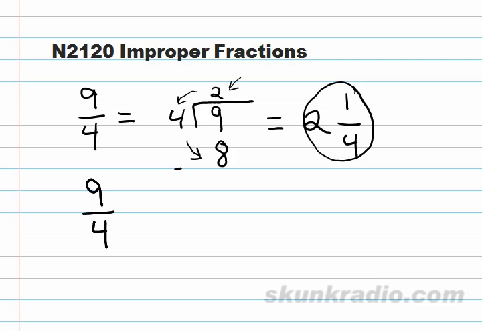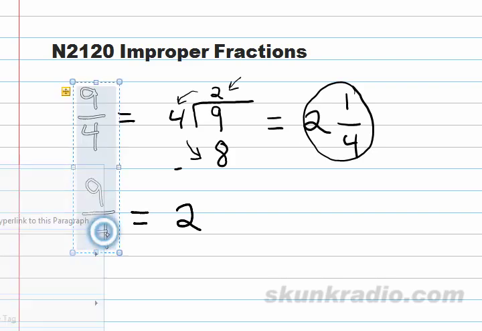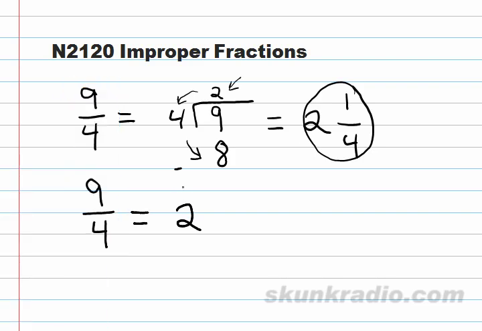What I do in my head, I just ask myself, okay, how many times will 4 go into 9? And I know that it'll go twice. And then what is the remainder? If 4 goes into 9 twice, then 2 times 4 is 8. What is left over? 9 minus 8 is 1. I write that 1 as my remainder on top, and then write the original denominator down below. That's how I do it in my head. That's how I'd recommend you do it.